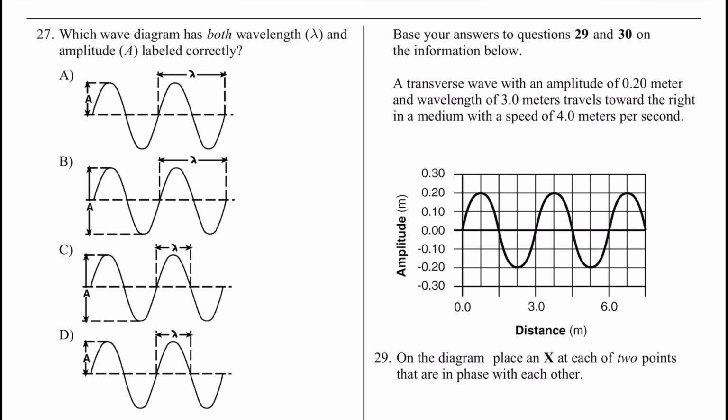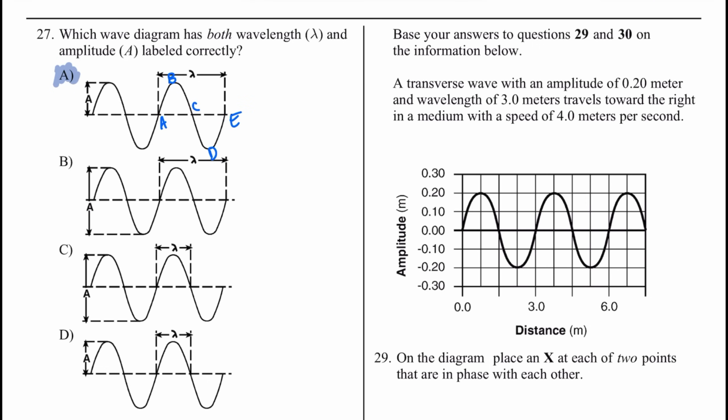27. Which wave diagram has both wavelength and amplitude labeled correctly? So remember, amplitude is the max displacement of a wave from its rest position, and wavelength is just the length of a wave. So choice A is going to be correct here. I like to count wavelength by going from A to E. So this is A, B, C, D, E. That's how I know that's correct.